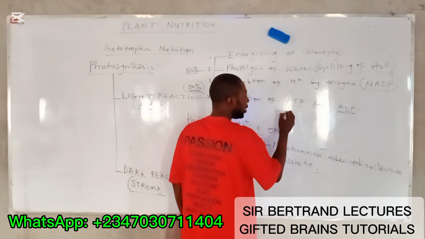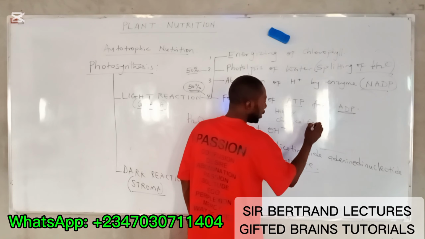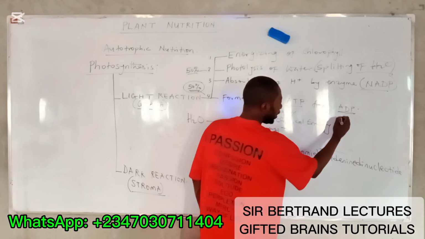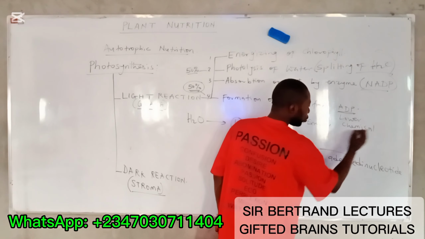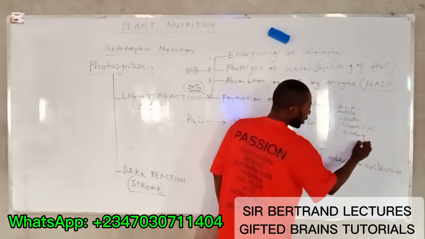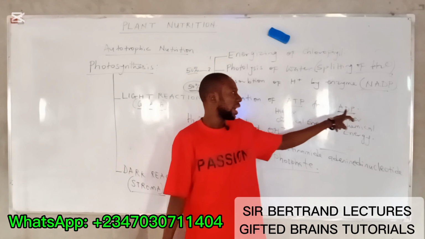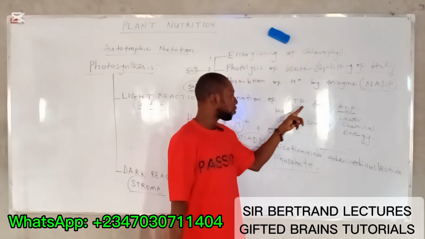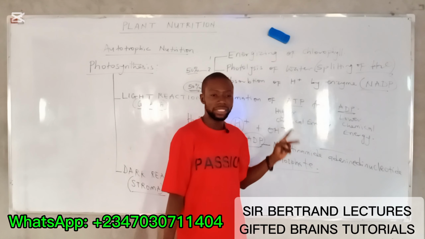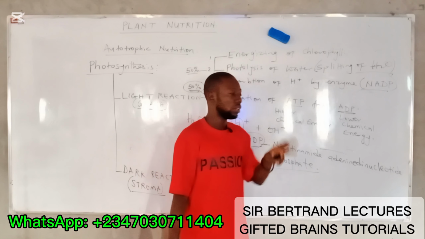ATP here is a higher chemical energy, while ADP here is a lower chemical energy. We all know that, right? Adenosine diphosphate. Di means what? 2. Adenosine triphosphate, ATP. Tri means what? 3. All right?